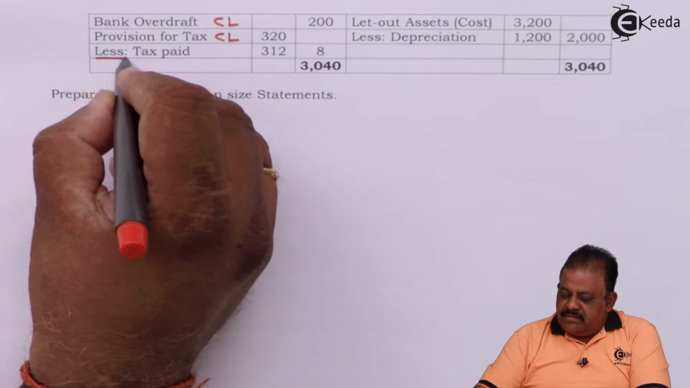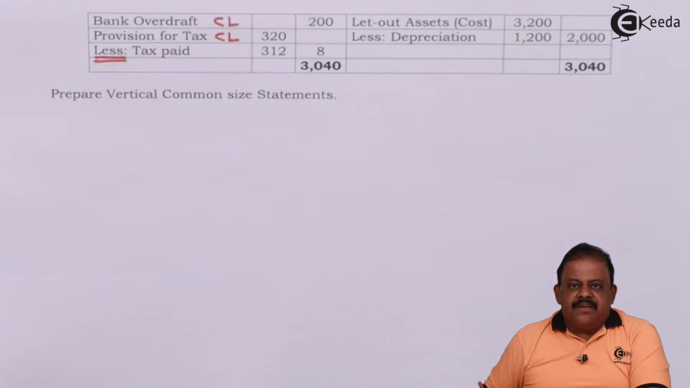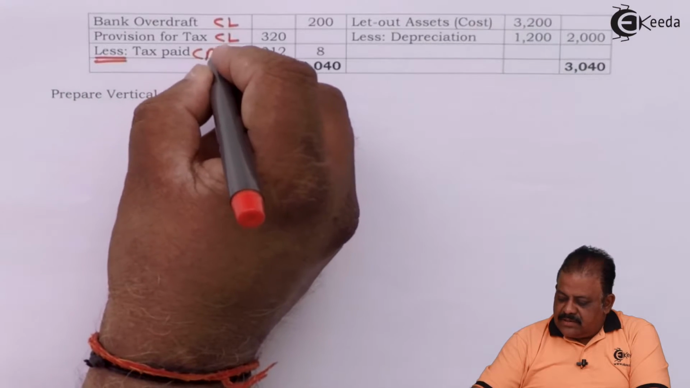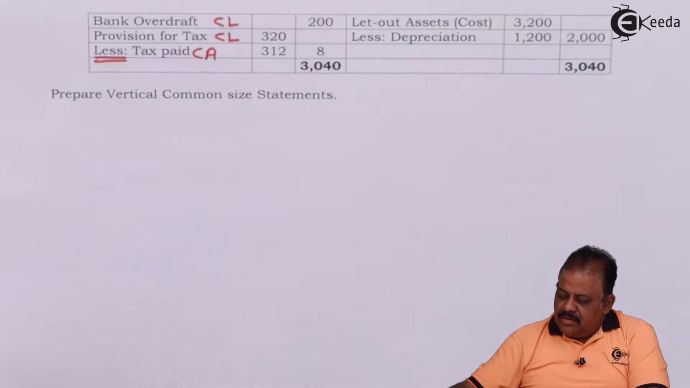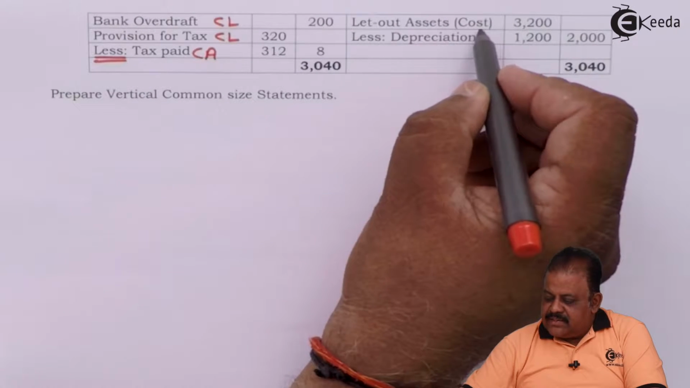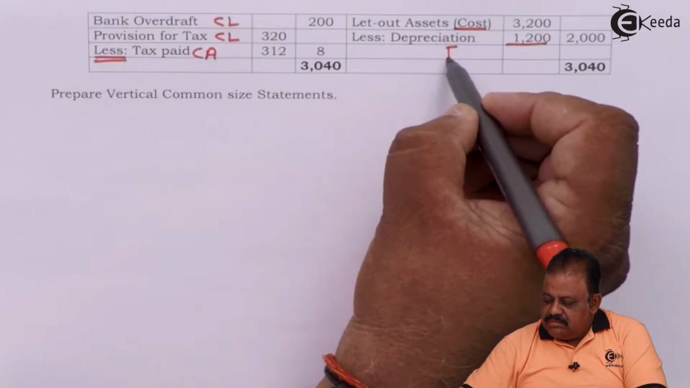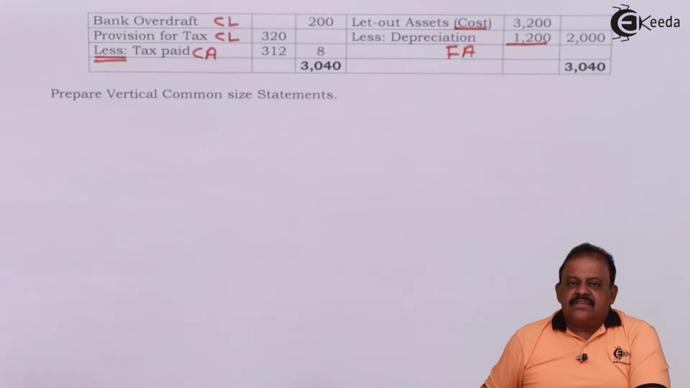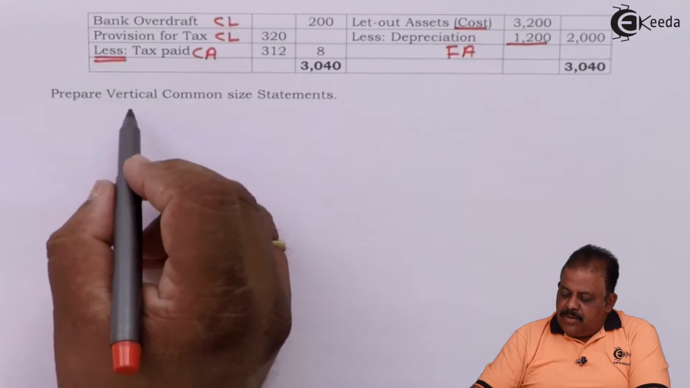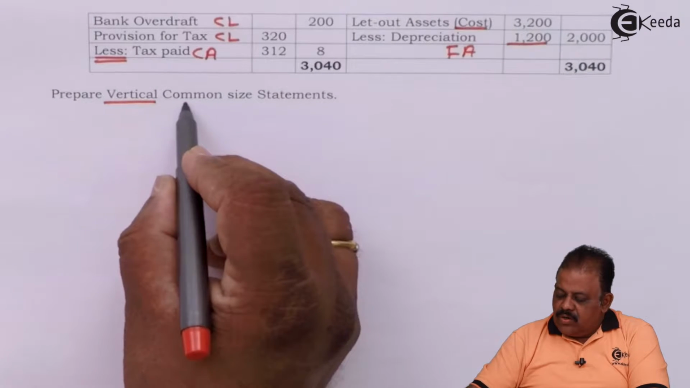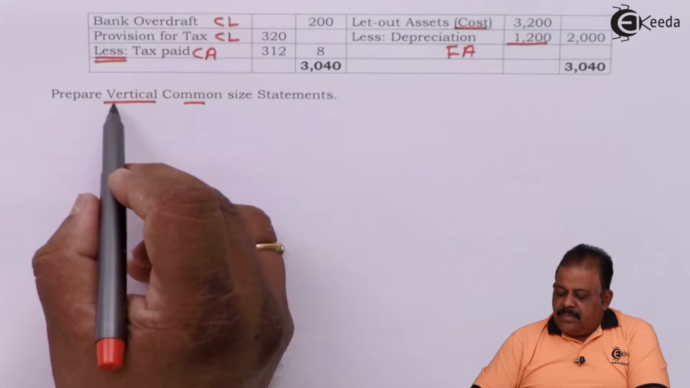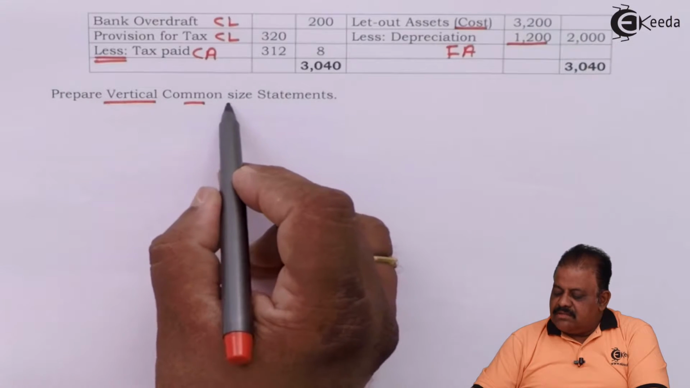Less tax paid, this is advance tax paid, current asset. Let out assets cost minus depreciation, so will be part of fixed assets. Prepare vertical common size statements.